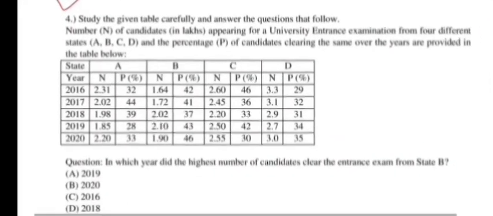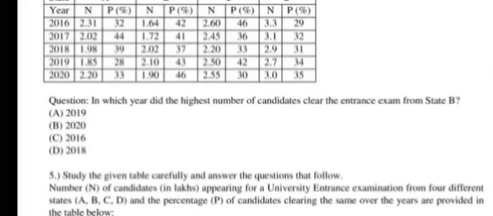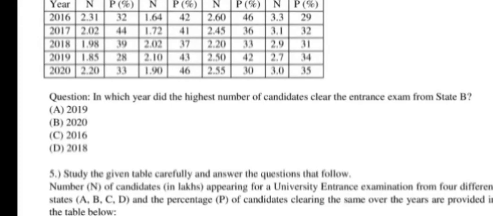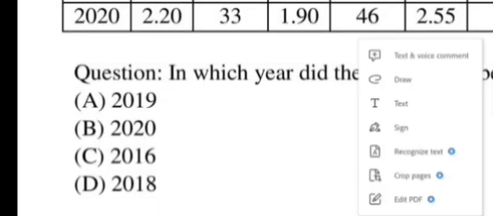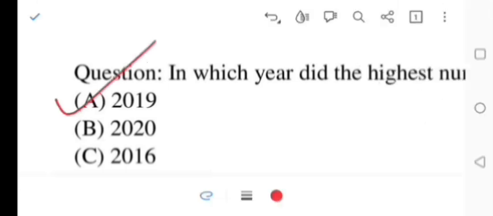Number 4 says, in which year did the highest number of candidates clear the entrance exam from state B? 2019, 2020, 2016, 2018. It will be 2019. This is the year.